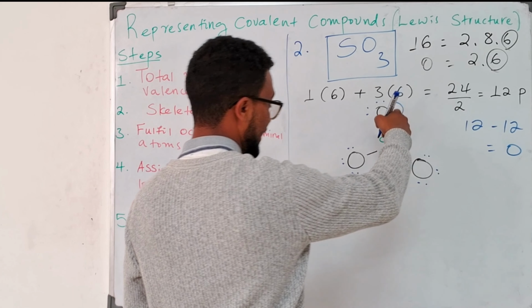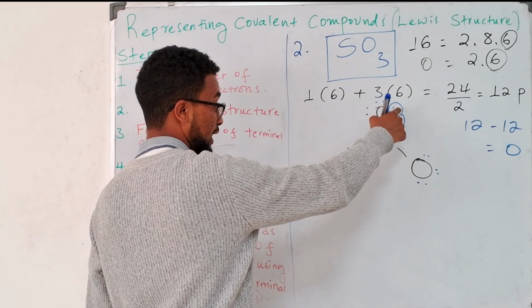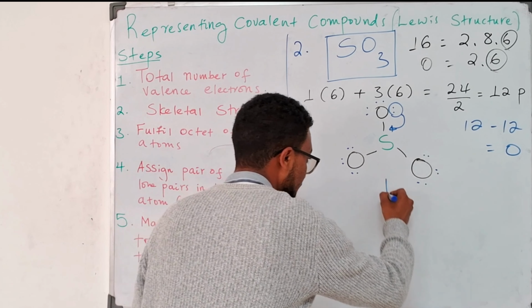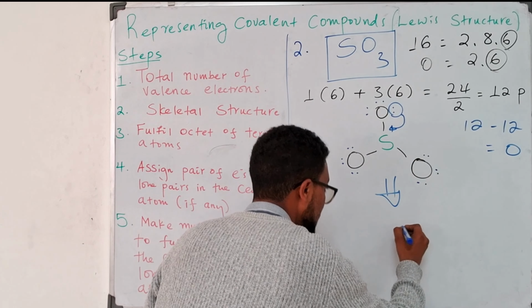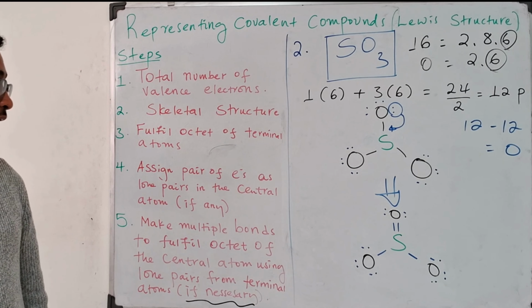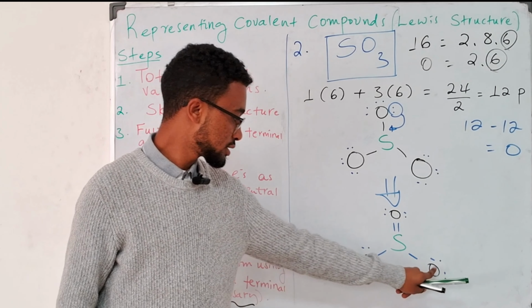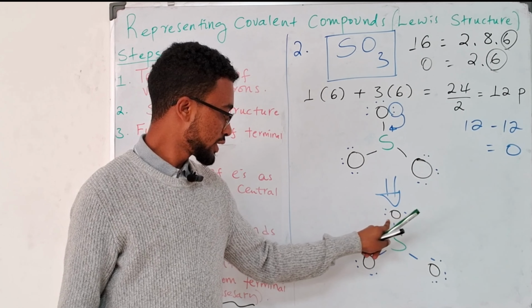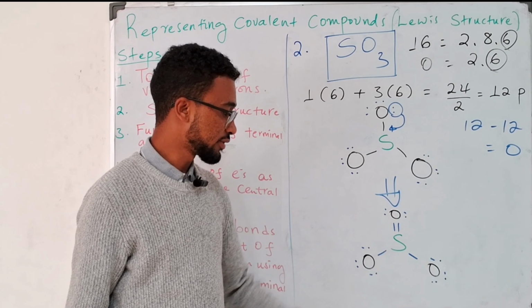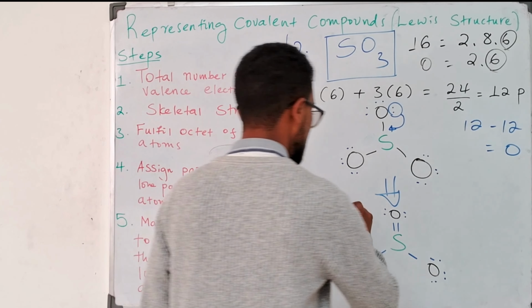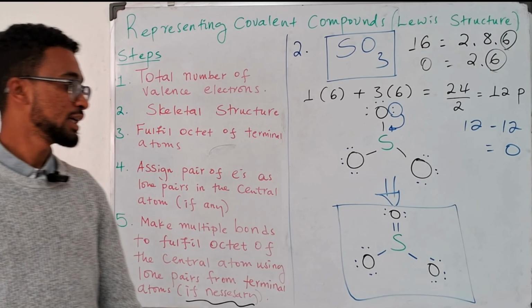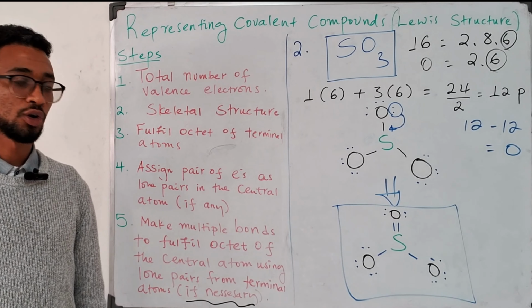This is not going to affect the octet of this oxygen, as this is going to be counted for oxygen as well. So now let's check the octet of all the atoms. Oxygen, octet. Oxygen, this one: 2, 4, 6, 8, octet. And then this sulfur is octet again. So this is the Lewis structure of sulfur trioxide, or SO3.